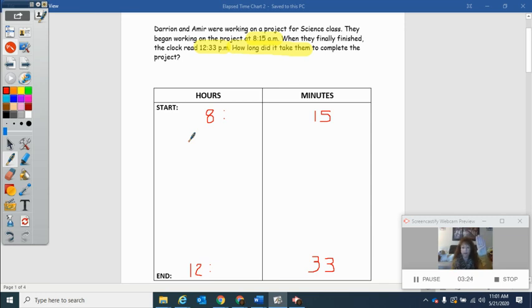That's a different thing. So we're starting at 8:15, again, counting by hours. 1 hour would be 9:15, 10:15, 11:15, 12:15. So that's 4 hours. So I'm going to add 4 hours. And 0 minutes. I'm not adding any minutes yet. We'll do the minutes next.